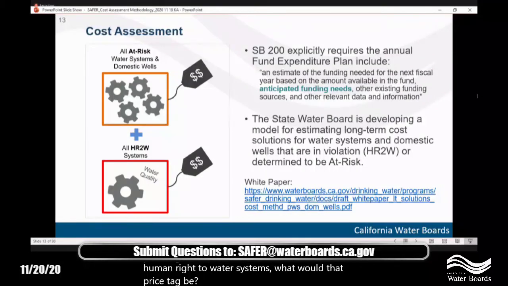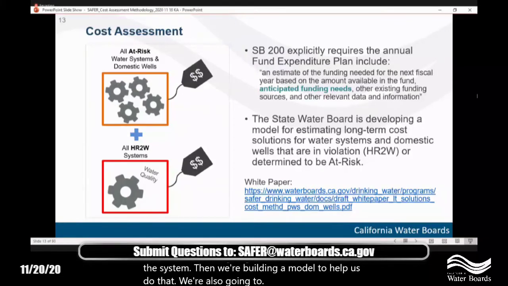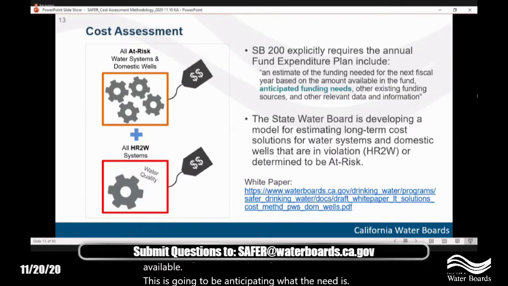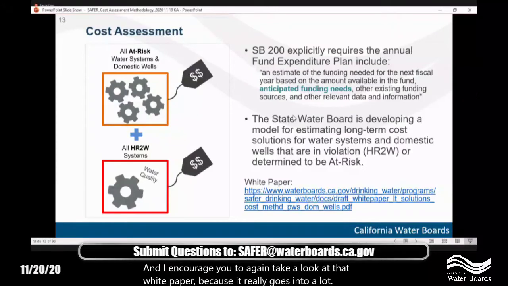And so we're digging into that today. We want to look at how much it would cost to fix these systems, and we're building a model to help us do that. We are also going to be doing a gap analysis, so we know how much funding we have available. This is going to be anticipating what the need is going to be, and what is that gap in between? How much are we perhaps not going to be able to provide? And so we are working with Corona and many others for developing this important model to help us make budgeting decisions. And I encourage you to, again, take a look at that white paper because it really goes into a lot of detail around what we're doing with this model.